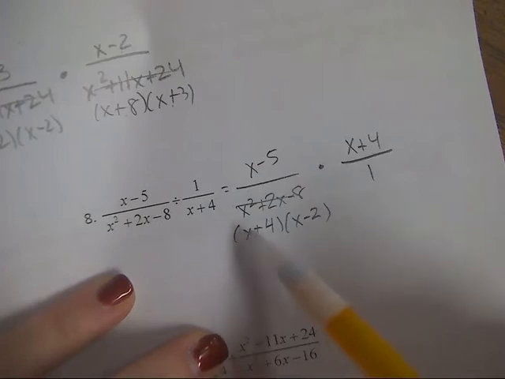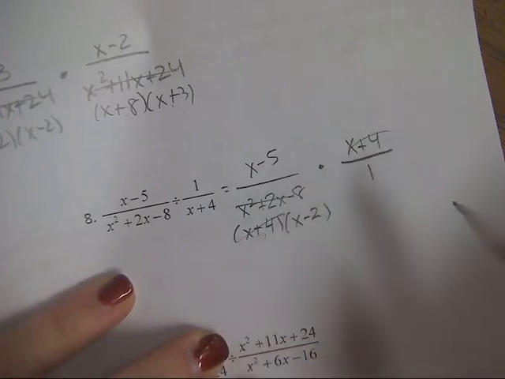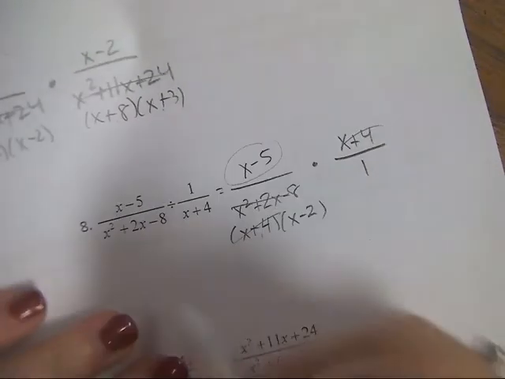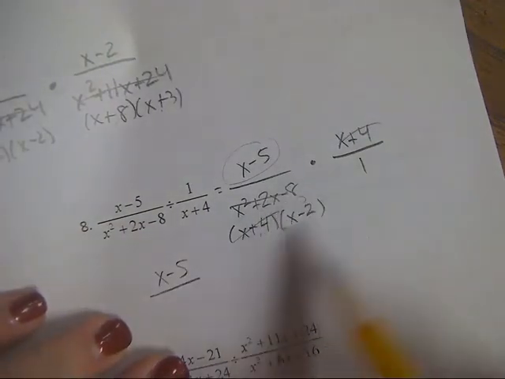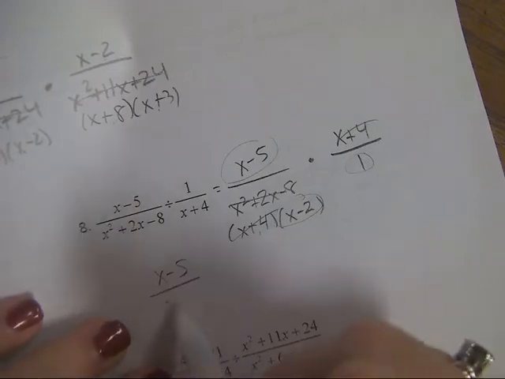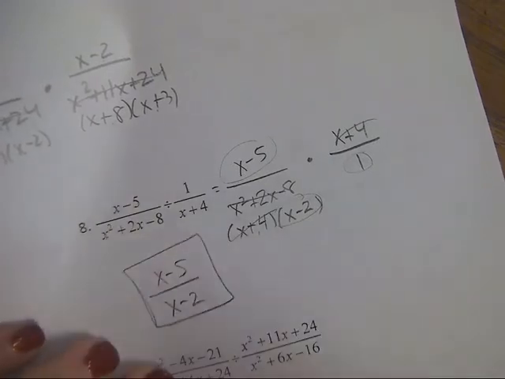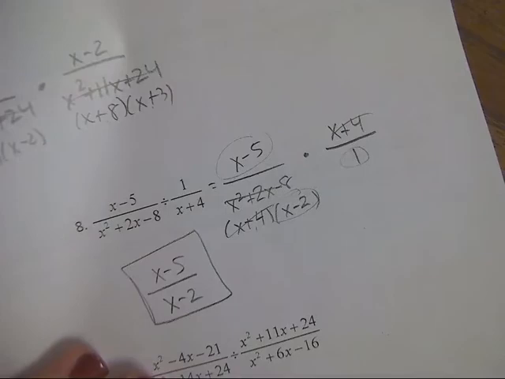All right, just like last time, I can cancel things out. So my numerator, I have x minus 5 still here. In our denominator, we have x minus 2 and 1. So we're just going to have x minus 2. That's our answer for 8.